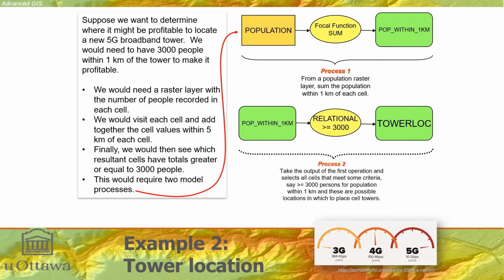Once we have the population within 1 kilometer for each cell, then we just have to look at which ones are greater than or equal to 3,000 people. So that goes into the second process here. Greater than or equal to 3,000 is looked at for each cell. Each cell that meets this condition is considered true and gets a value of 1, and all other cells will get a value of 0. And the output then is a layer with potential tower locations. At that point, we could look at properties for sale, or who owns each property, etc., to find out how we could go about putting the tower in place.